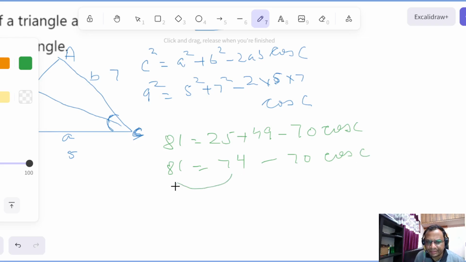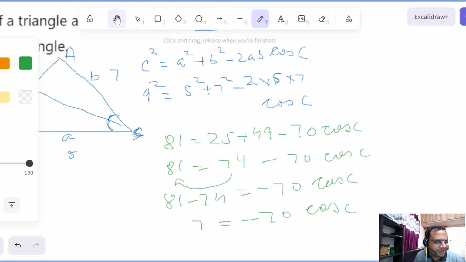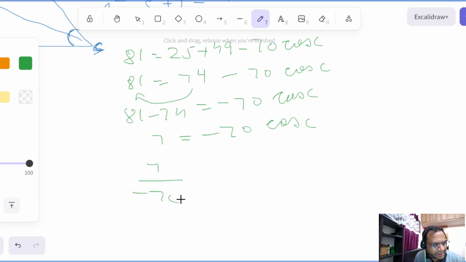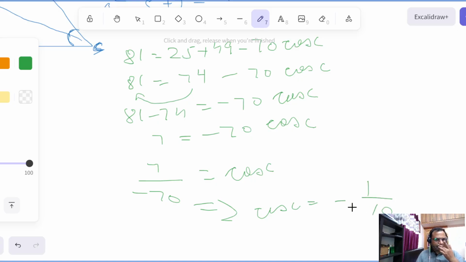You can take 74 to the other side. So 81 minus 74 equals minus 70 cos of C. So this will come out to be 7, right? So 7 equals minus 70 cos of C, and then this will get divided. Minus 70 you can take to the other side. So this becomes 7 upon minus 70 equals cos C. So basically cos C equals minus 1 over 10, right?